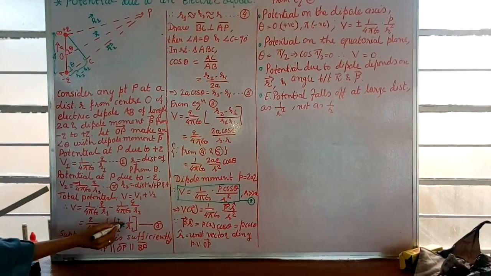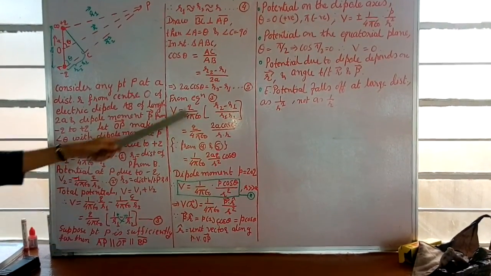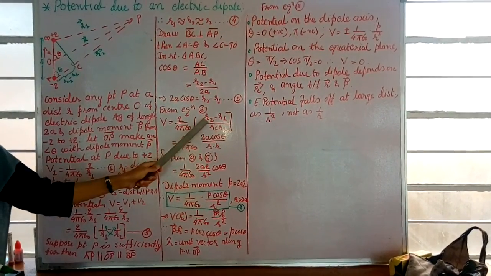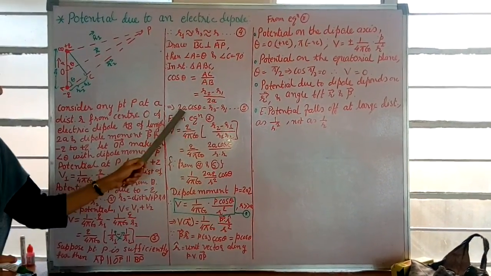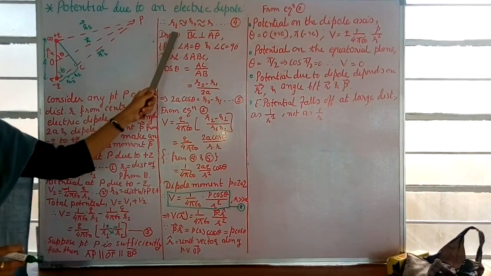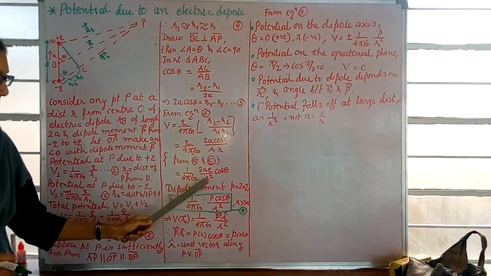Okay, R1 multiply here, R2 multiply here. And the denominator is R1 R2. So I have written here (R2 minus R1) divided by R1 R2. Now R2 minus R1, I put from here 2a cos theta. R1 and R2, from number 4, you can put both equivalent to R, so you can write R square.